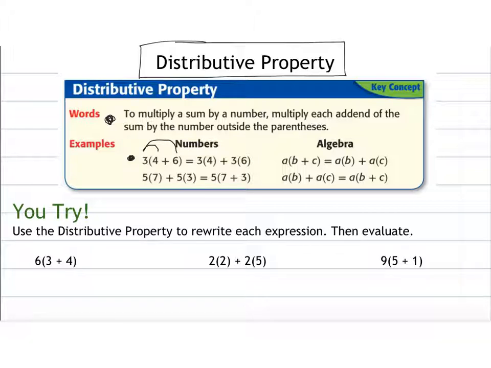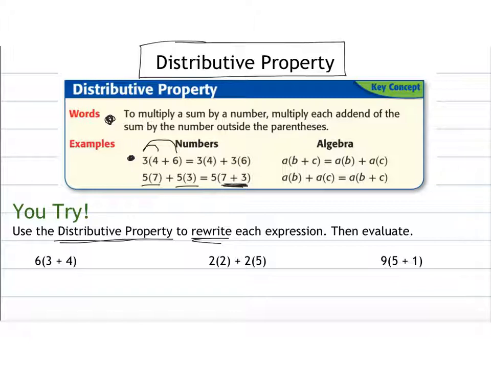And if we look at it the opposite way, if we have 5 times 7 and 5 times 3, that's the same as doing 5 and then combining the 7 plus 3 and just multiplying it that way. Let's look at some examples because I know that's a little bit confusing. Use the distributive property to rewrite each expression. Then we're going to solve.